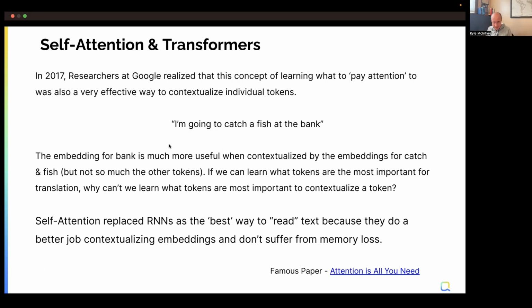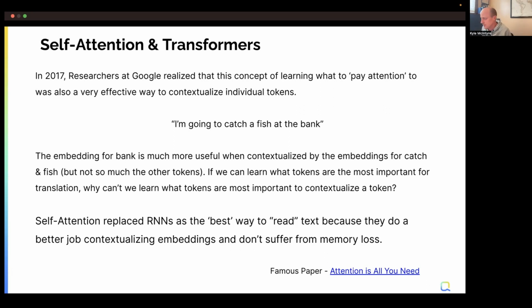So let's look at this kind of funky sentence here. "I'm going to catch a fish at the bank." Now, if we think about the embedding for the word bank, it might make you think of checking accounts and your balance and that kind of stuff. Its meaning is only fully understood when contextualized by the other tokens in the sequence as well.